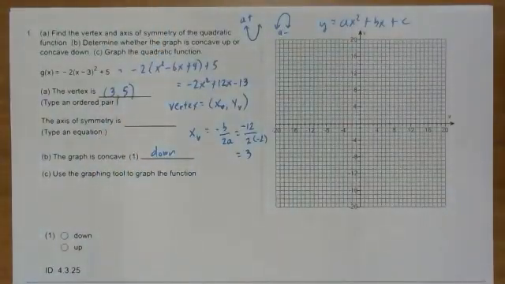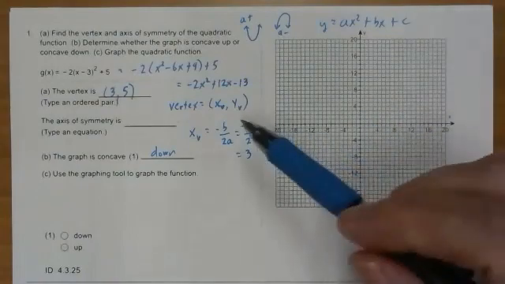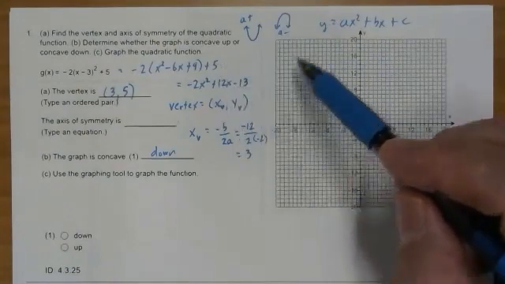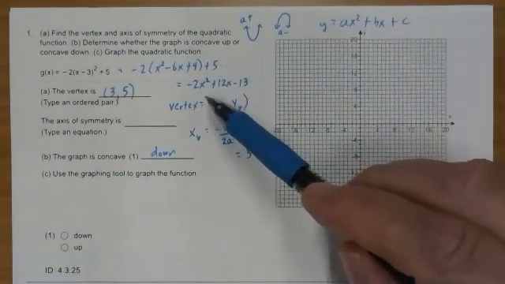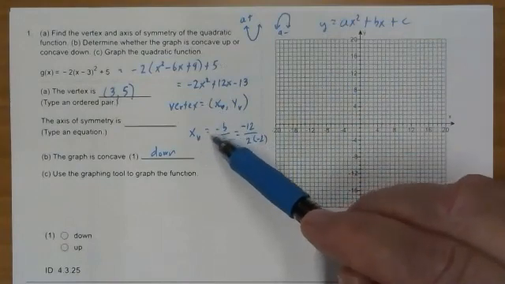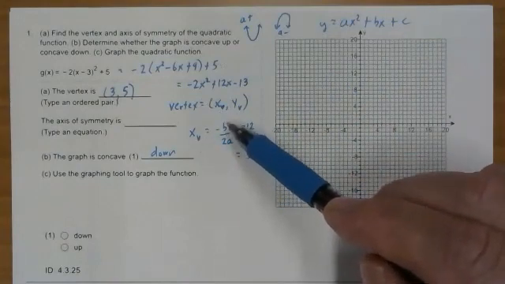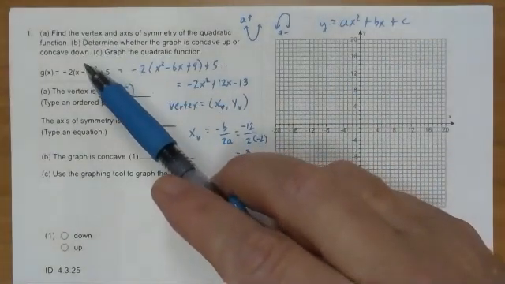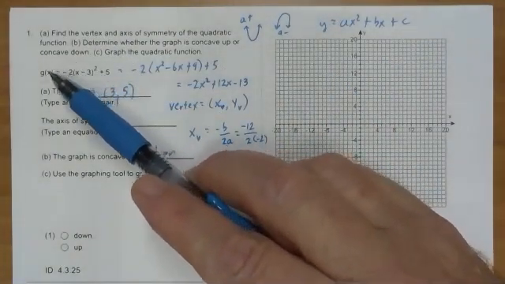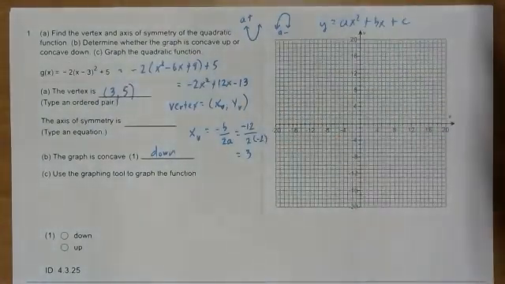So I know the vertex is (3, 5). Once again, if the equation is in this standard quadratic form, you can always find the x of the vertex with this little formula. Once you find the x of the vertex, you can plug x back into the original equation, and that gives you the y of the vertex.